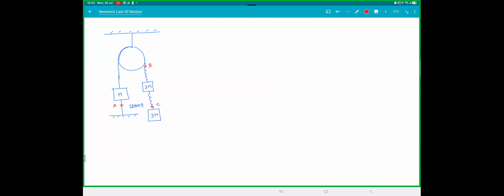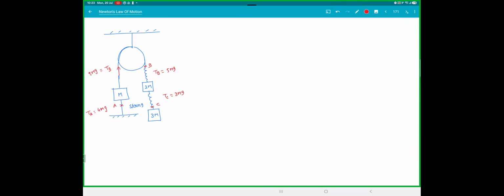So let's find the tensions here. Let's start from here. This TC is balancing 3 mg. Tension at B is balancing 2m and 3m total weight. So anyone who is confused about these tensions, please ask me. 5 mg. If this is TB, this is also TB, which is 5 mg. This block's weight is mg, so TA is 4 mg. Great. These are the initial tensions.